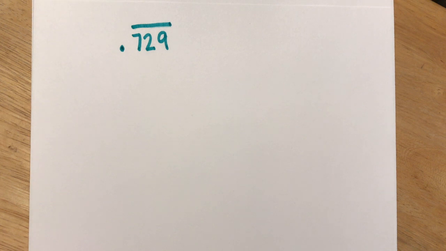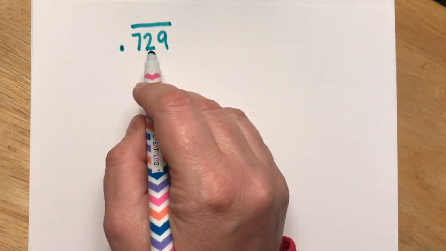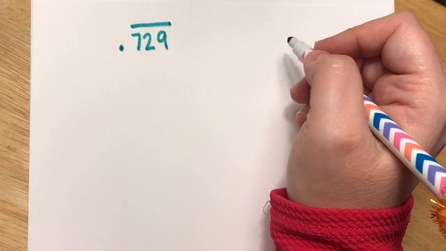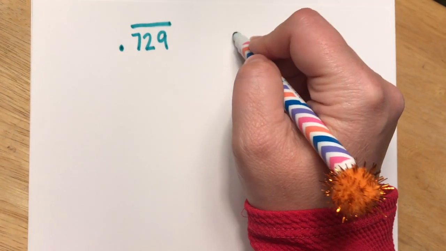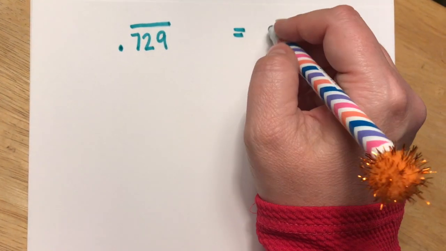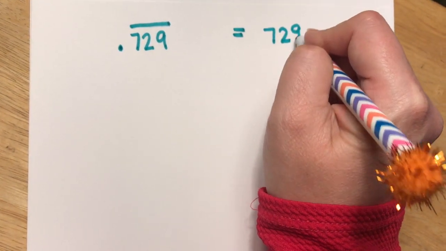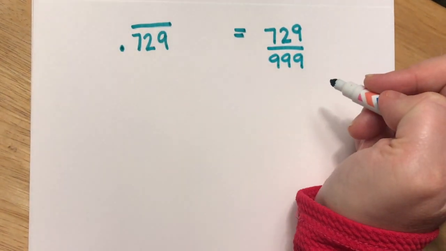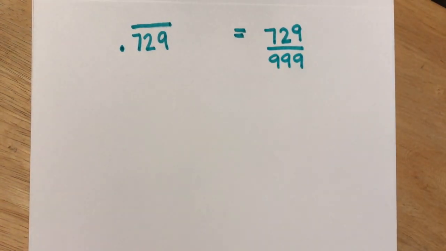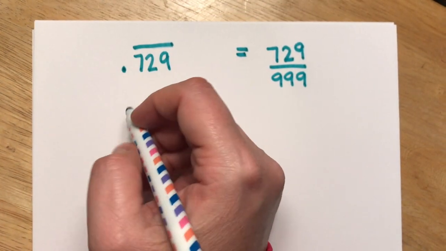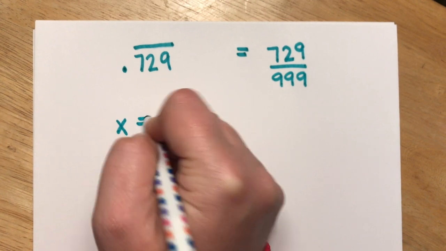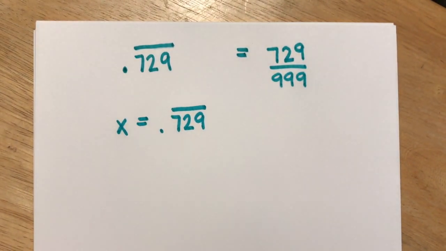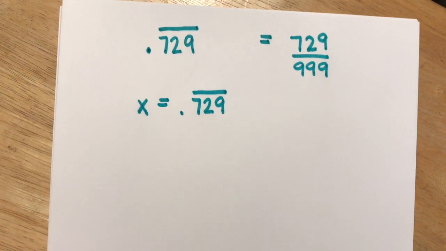Think about the answer right off the bat. I told you however many numbers you have repeated is going to be how many nines you have in your denominator for your answer. So my end result is going to be 729 over 999. That's going to be my final answer, okay? So here's what I'm going to do. I'm going to say x equals 729 thousandths repeated. Just set up that equation. You just have to start there.